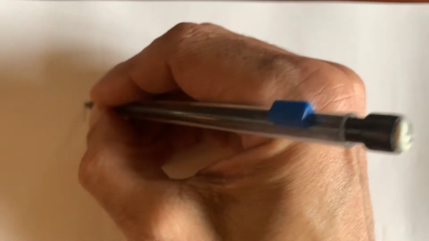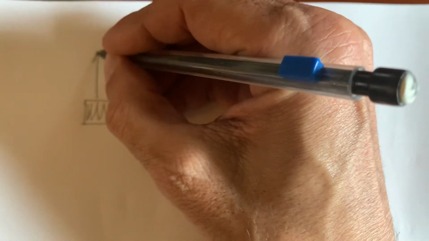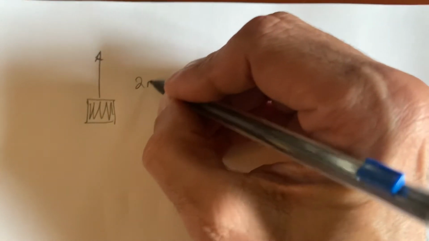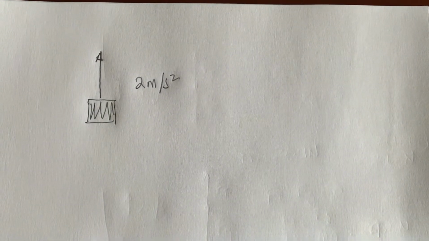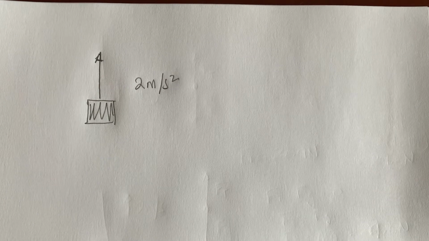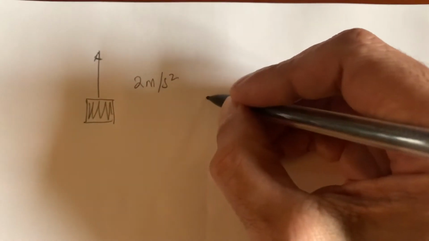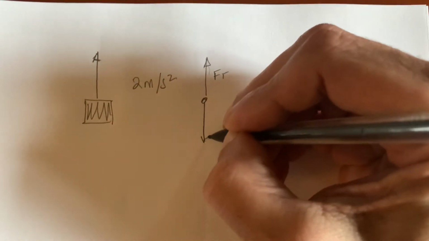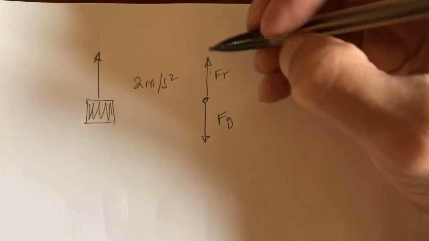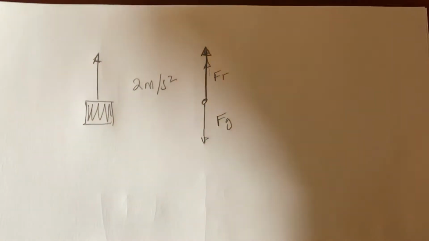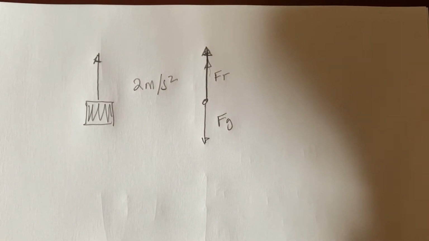Next, we're going to look at an object that is being pulled upwards, and this time it's accelerating at 2 meters per second squared. And so now I do have a net force. If I didn't, then I wouldn't have acceleration. A free body diagram has tension acting upwards and gravity acting downwards, but the tension force is a little bit larger than the gravity force, which is why it's accelerating upwards.